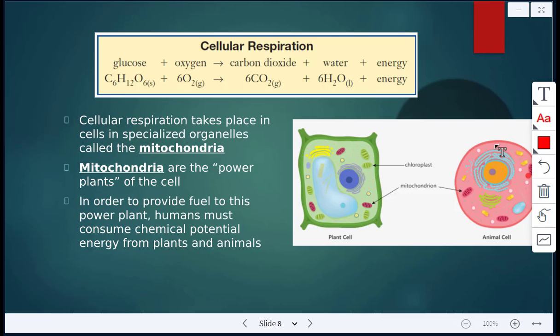Animal cells obviously will not have chloroplast because we do not make our own food using photosynthesis. We have to eat the plants or eat the herbivores. So this mitochondria that we see here are the power plant of the cell. In order to provide fuel to this power plant, humans must consume the chemical potential energy from plants and animals. And within the mitochondria, this is where the chemical potential energy is then turned into energy.